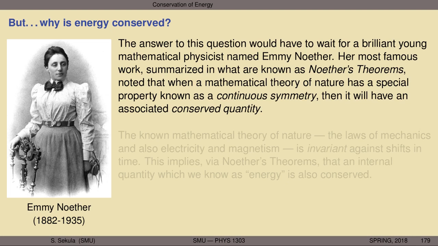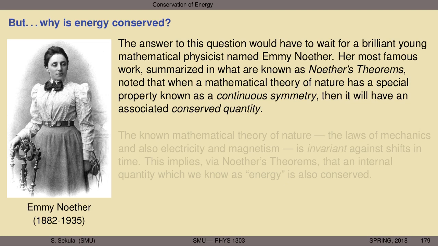Her most famous work is summarized in what are known as Noether's theorems, which I did not really learn about until graduate school, and so that's why I'm telling you about them now, because they have deep implications for the entirety of the cosmos from its founding to today to its fate. And one of the things that she noted was that when a mathematical theory of nature, okay, a coherent, consistent, predictive mathematical description that accurately reveals the character of nature, has a special property known as a continuous symmetry, then it will have an associated conserved quantity.